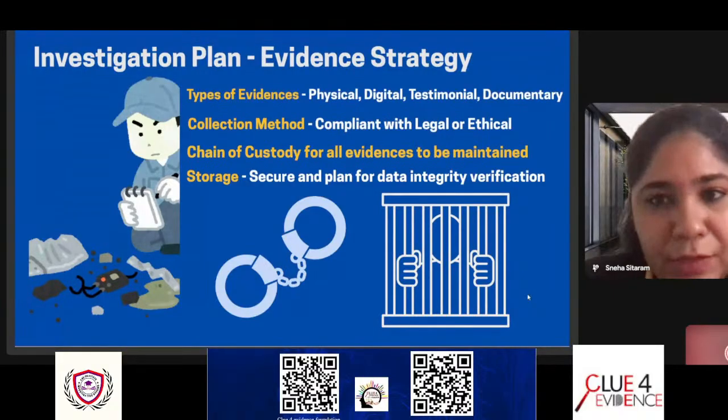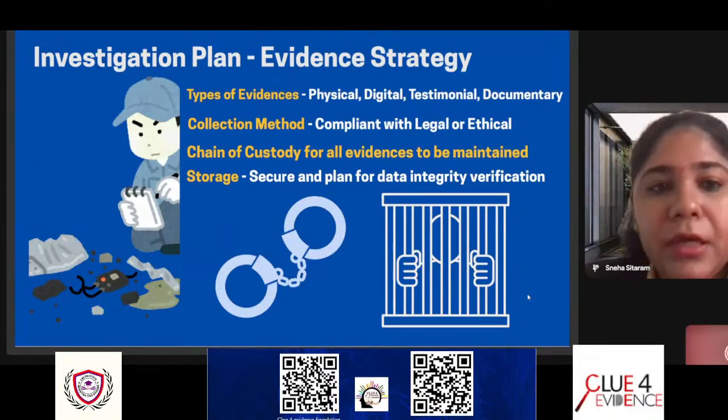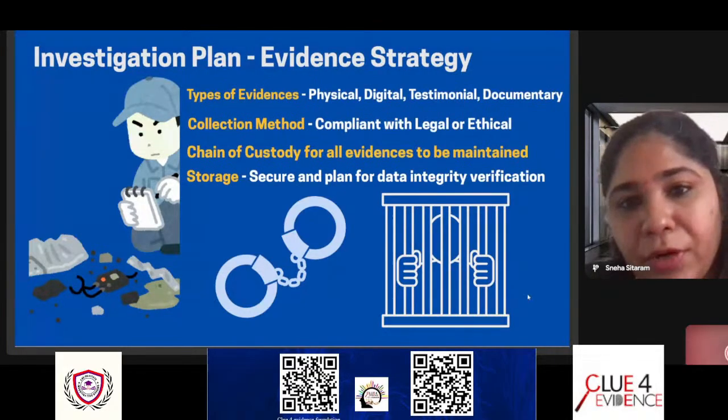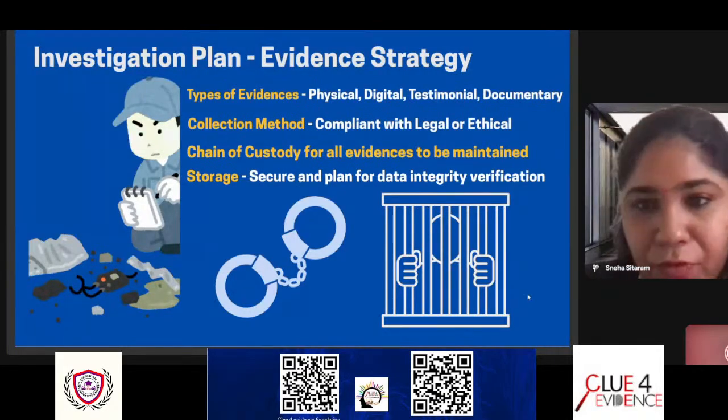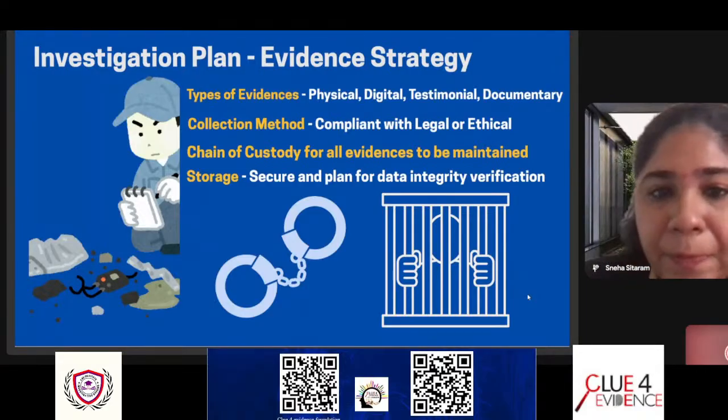Chain of custody, as we have discussed in detail about this, for all evidences it has to be maintained. Storage also we have discussed, and how the integrity during an investigation matters. Physical, digital, testimonial, and documentary evidence are the types of evidences. We will also check what are all the types of evidences in the next slide.